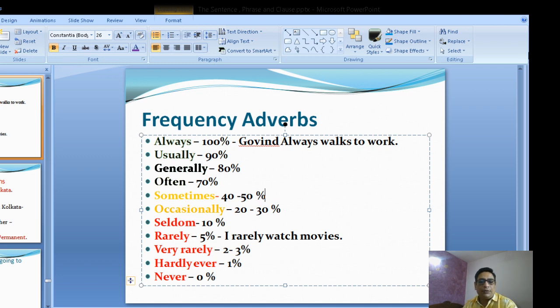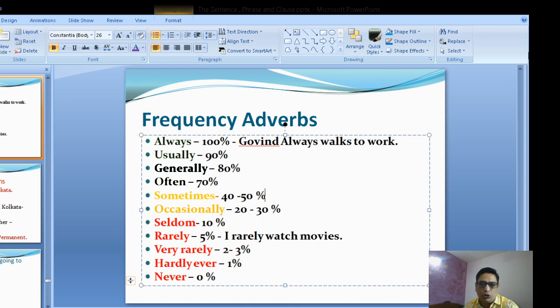Hardly ever, again, 1% of the time, right? Or even before that you can use very rarely, which is 2 to 3%. I very rarely watch movies means 2 to 3% of times. Hardly ever, 1%. I hardly ever watch movies. Govind hardly walks to work.